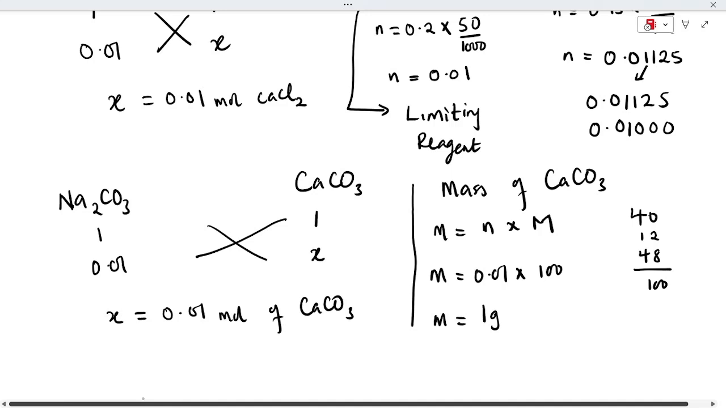And that is how you solve questions that involve limiting reagents. Determine the limiting reagent, and it is that limiting reagent, its quantity, that you use to determine the amount of products. That is stoichiometry. Remember to solve more questions.